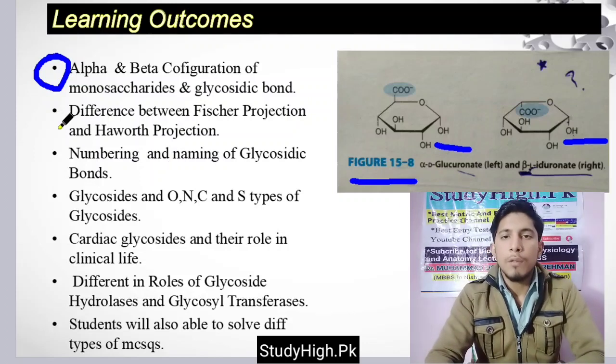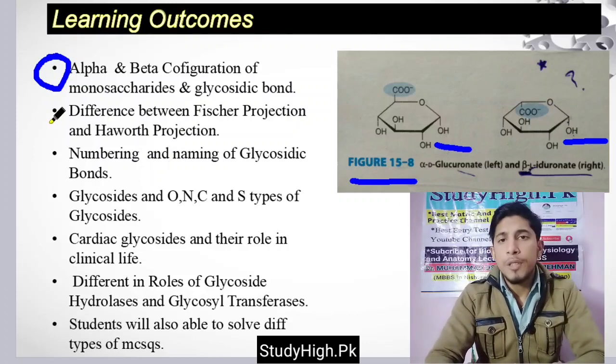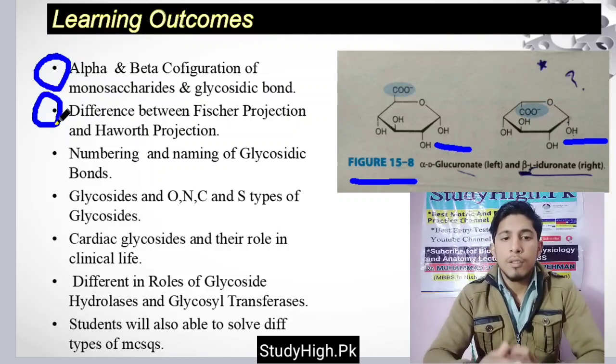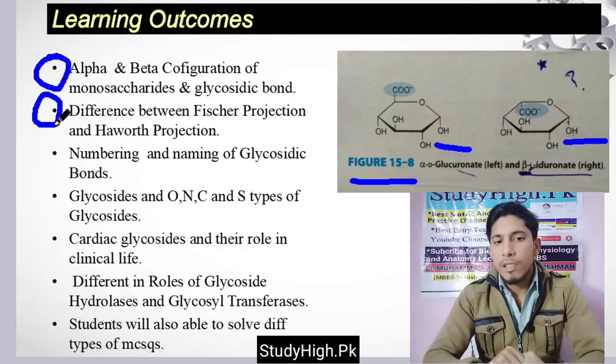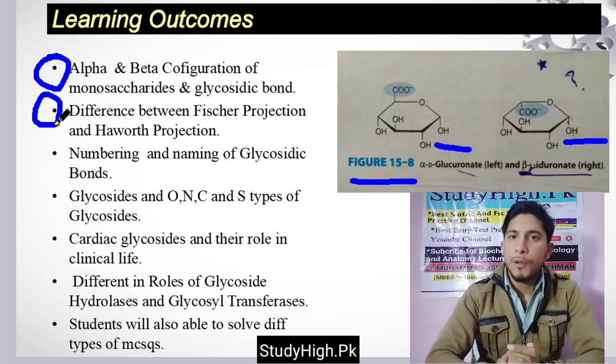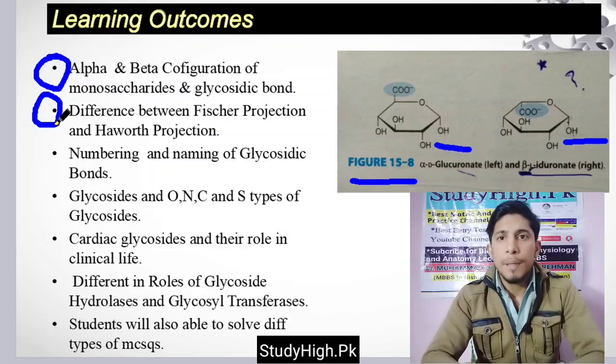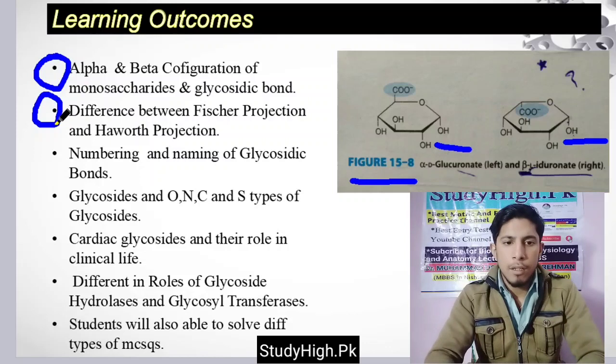The second important thing we are going to discuss is the Fischer projection and Haworth projection. What is the difference between these two projections? These projection formula techniques, given by scientists, are very helpful in determining the different types of isomerism and the alpha and beta configuration of monosaccharides as well.